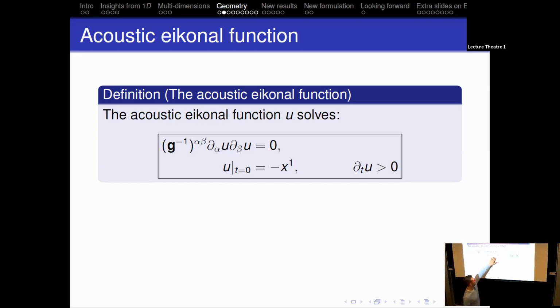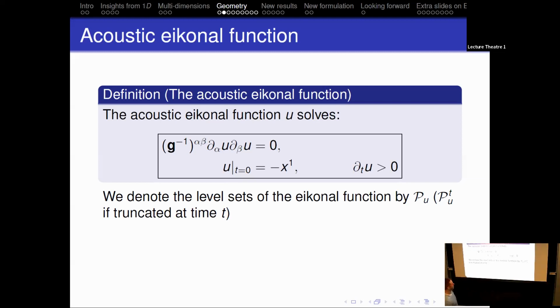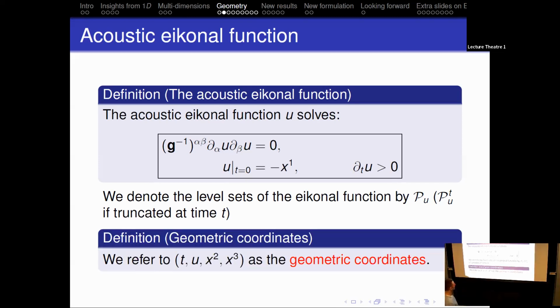And the initial data are chosen to be minus x1. And for the shock formation problem, the study of the flow seems to be a little bit insensitive to the precise choice of initial conditions for U. So I'm choosing the initial conditions for U to be exactly plane symmetric, even though the solution does not have to be exactly plane symmetric, and I'm able to get away with this at time 0 because there's quite a bit of freedom in constructing U. Okay, the level sets of the eikonal function, I call them P sub U, or P sub U superscript T if you truncate them at time t, and these are characteristics.